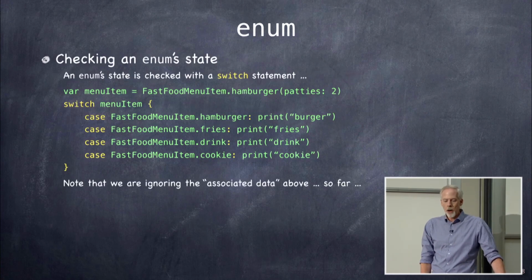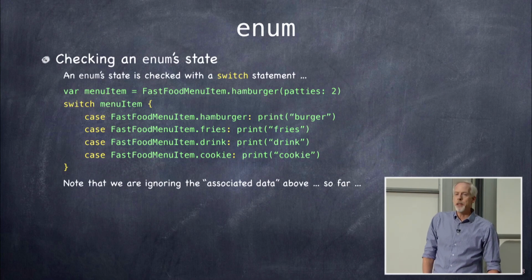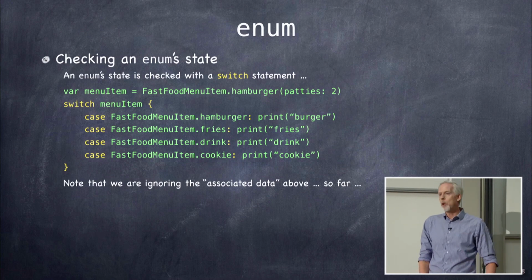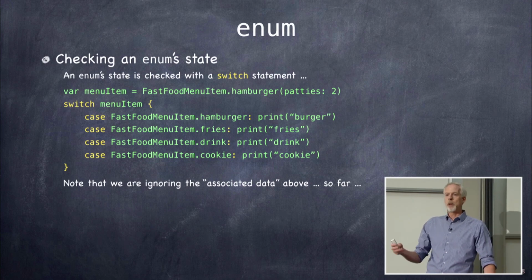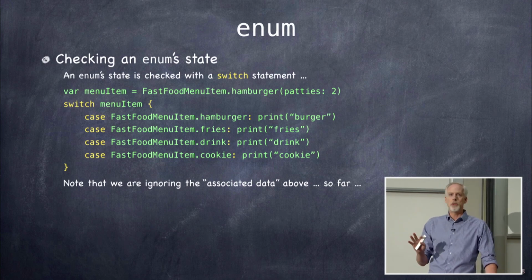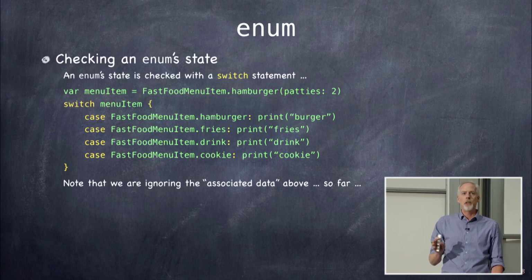Okay? Now, how do you check what an enum is? You do not use equals. So you don't say if this menu item equals a hamburger, then whatever. You do not use equals. You use switch. Again, other languages have switch. Switch is more powerful in Swift.